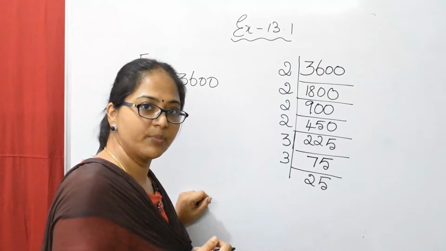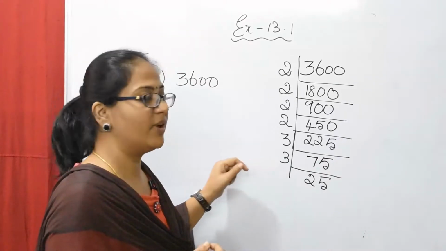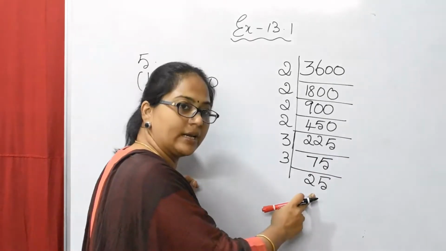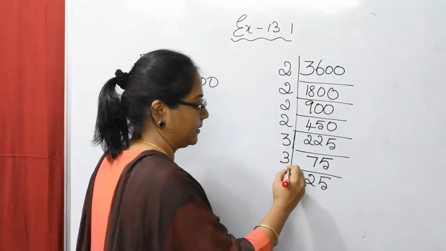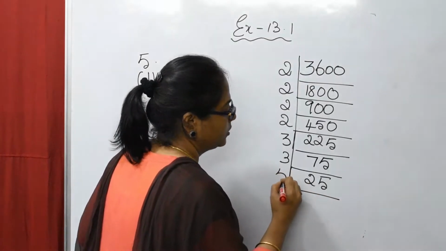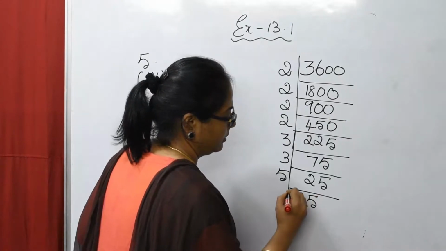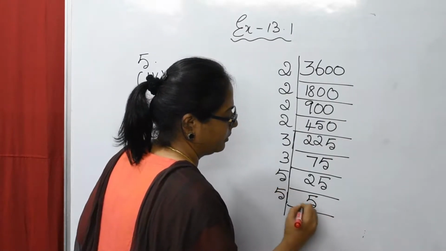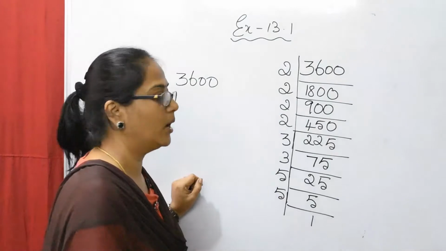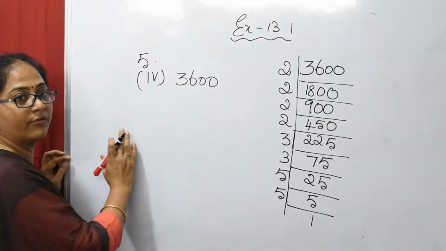Now what is the next prime number? After 3 we have 5. Can we factorize using 5 tables? Yes. So 5 5s are 25, 5 1s are 5. Over. Now let us write all the factors.